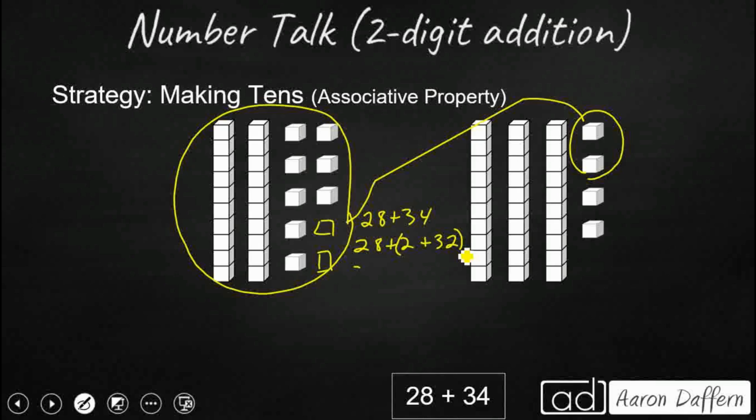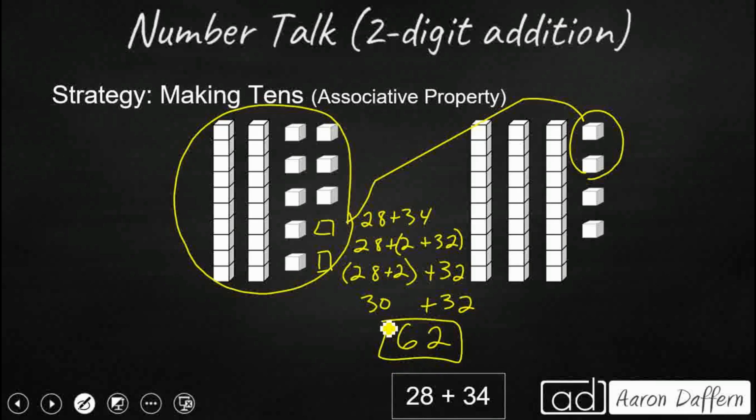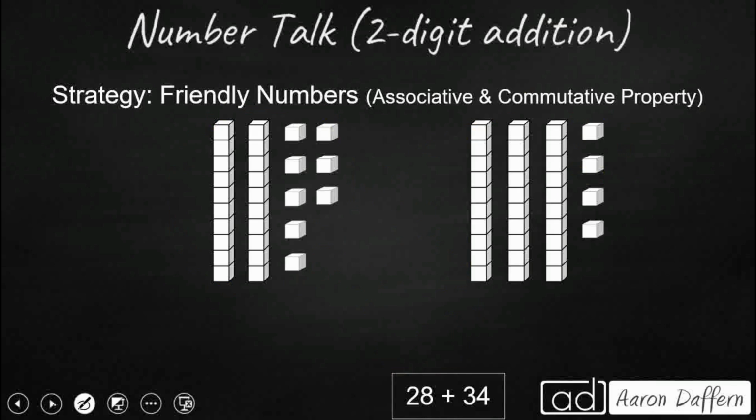And then the associative property lets me just regroup them. So I add up my 28 and 2 first, and that's going to give me that 30 that I was looking for. And look at that, 30 plus 32. That's going to be pretty easy because there's no regrouping involved. Still going to give you my same answer of 62.